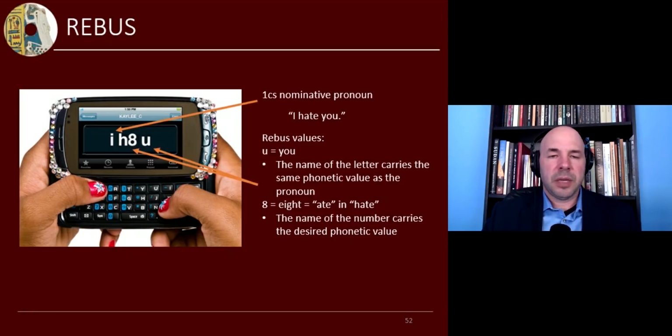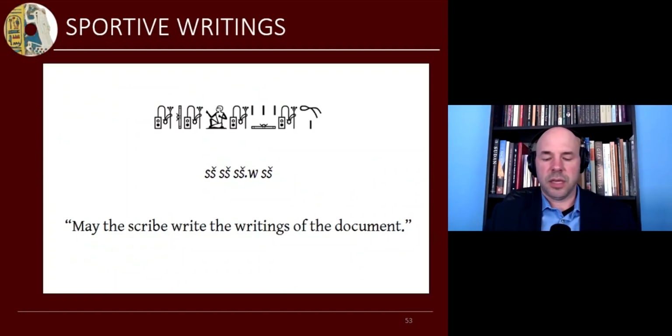Now, because of the way that the hieroglyphic system works with the consonantal skeleton of words, scribes can play with the system. And so this is a completely made up sentence. You probably would never see it in Egyptian, but it's just to give you an example of how this could work, where you have the same root four different times, sesh, sesh, seshu, sesh, to mean may the scribe write the writings of the document.